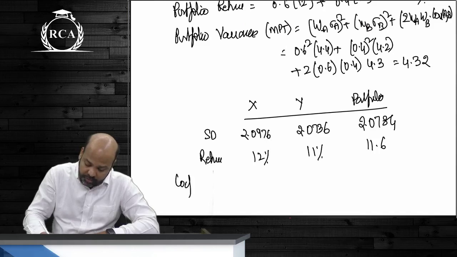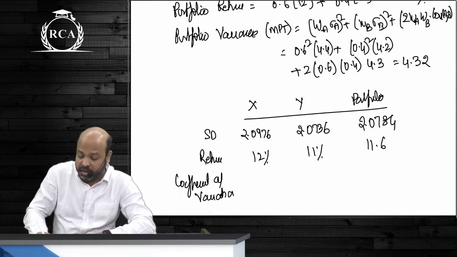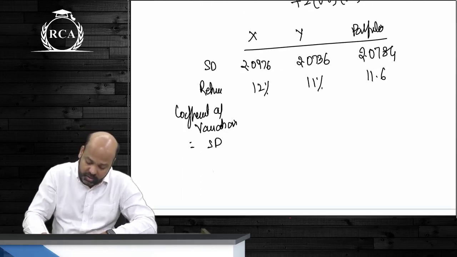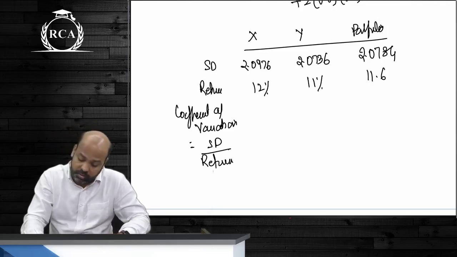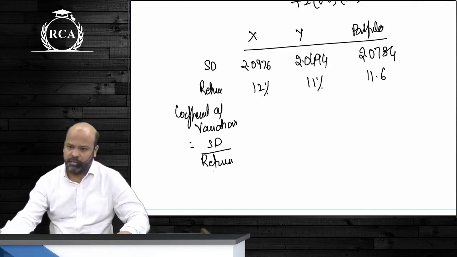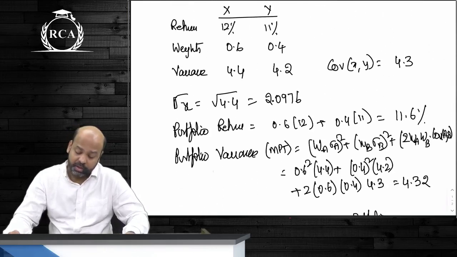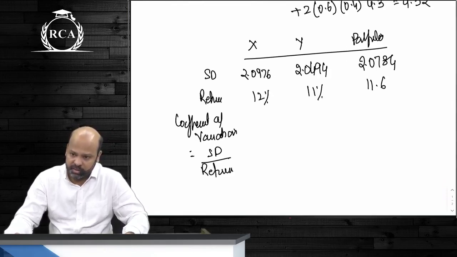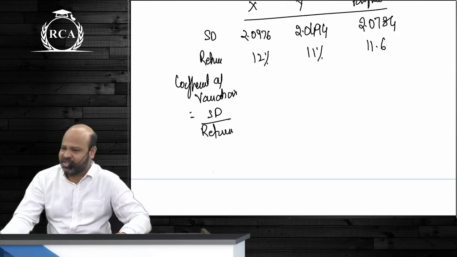Can you compute coefficient of variation? How do you compute coefficient of variation? Standard deviation by return. So standard deviation by return would be 0.4. Root of 4.2. Yes guys, what will be your coefficient of variation?